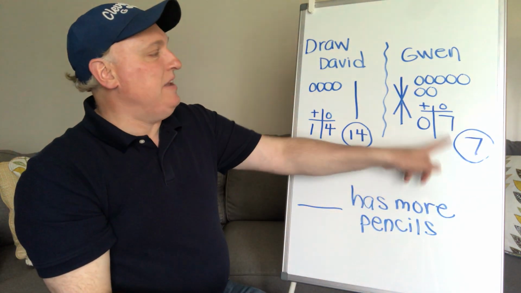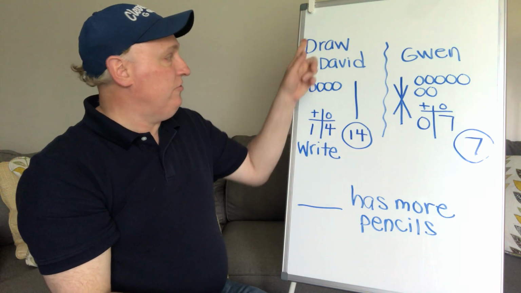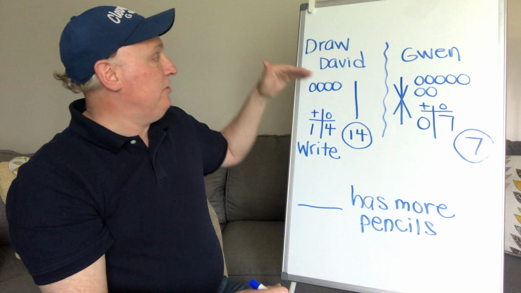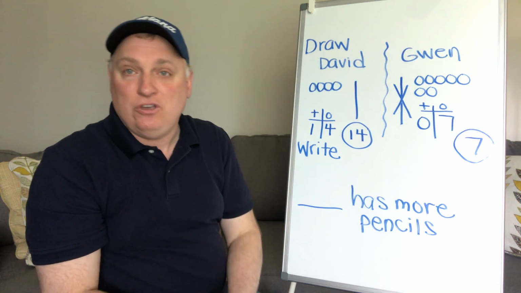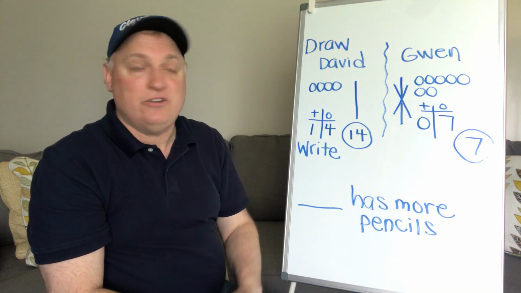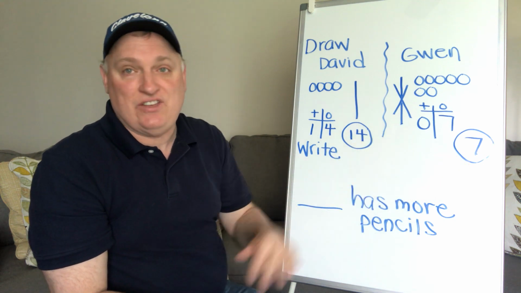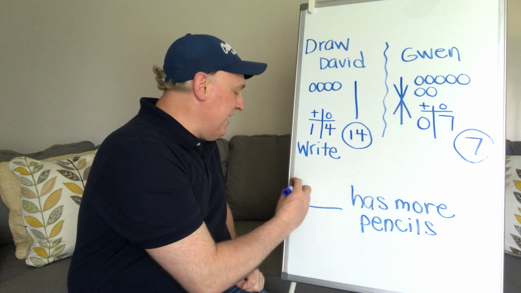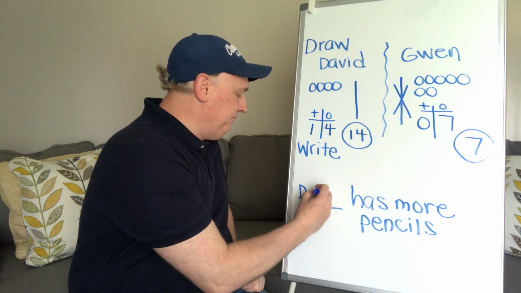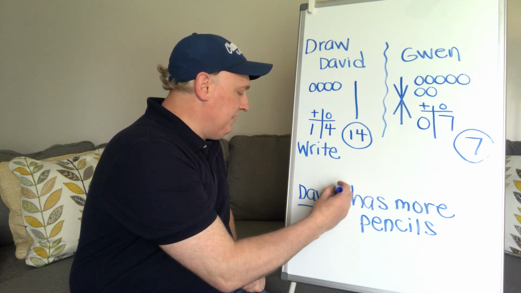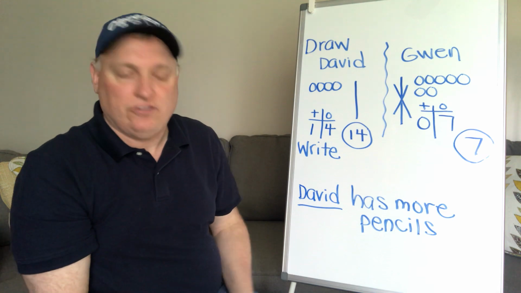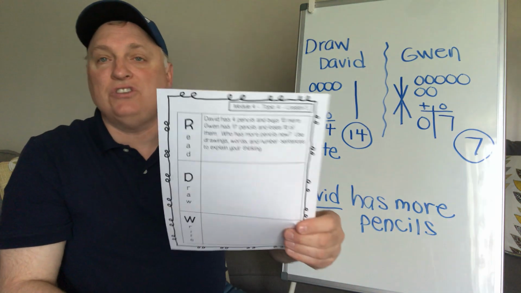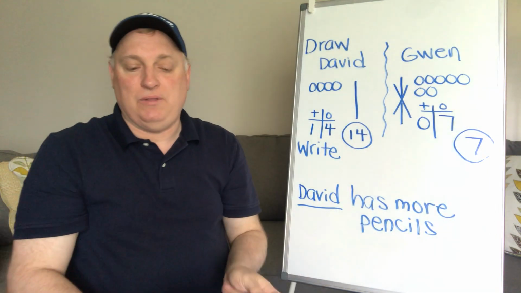So that makes 7. This is 14. So who has more pencils, David or Gwen? That was the question. Which number is bigger, 14 or 7? 14 is bigger. So David has more pencils. And that, boys and girls, is how you would solve this word problem.